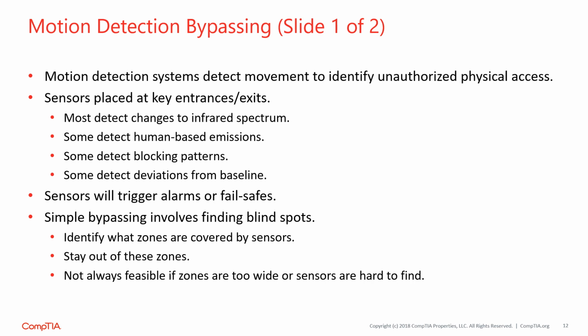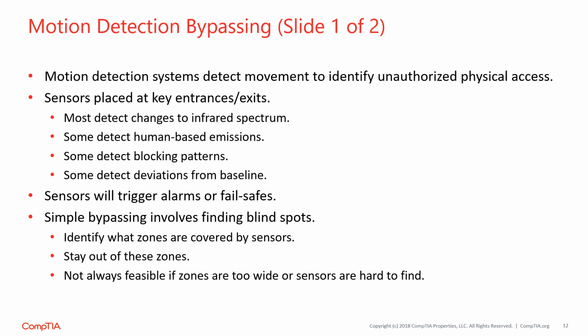These ingress and egress sensors can use a variety of different technologies to detect motion, but most are focused on detecting changes in the infrared spectrum. Some sensors are specifically designed to detect the human body's motion, or infrared emissions. Others may detect when a strong infrared pattern is being blocked.